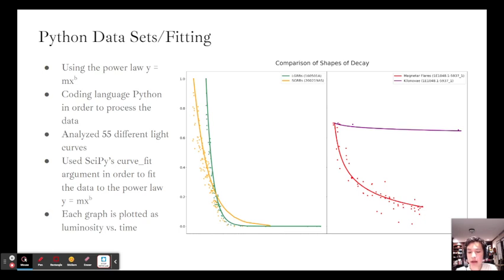We use the coding language Python in order to process the data, analyzing 55 different light curves. We had 15 short gamma ray bursts, 21 long gamma ray bursts, 4 kilonovae, and 15 magnetar flares. Each dataset was processed by hand through Excel and exported through a CSV file. Using the SciPy curve fit argument in Python to fit the data to the power law y equals m x to the power of b, we were able to fit each of the data sets. And just looking at them visually, they're all different, looking at the keys here.